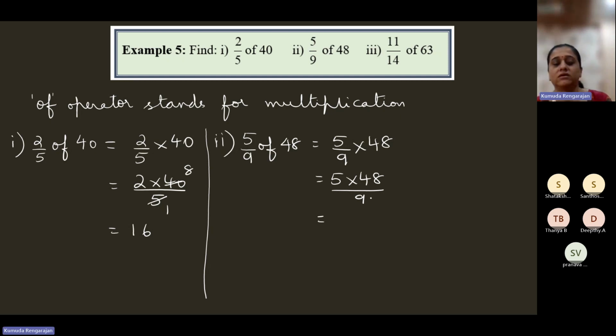Nine and 48 can be simplified. Common factor is 3. So 3, 16 times, and 3, right? Now 5 into 16, 80. 80 by 3. What's the mixed fraction of 80 by 3?